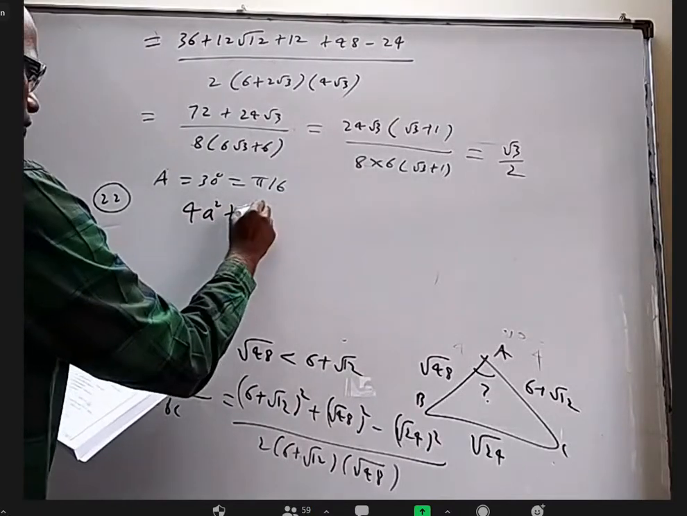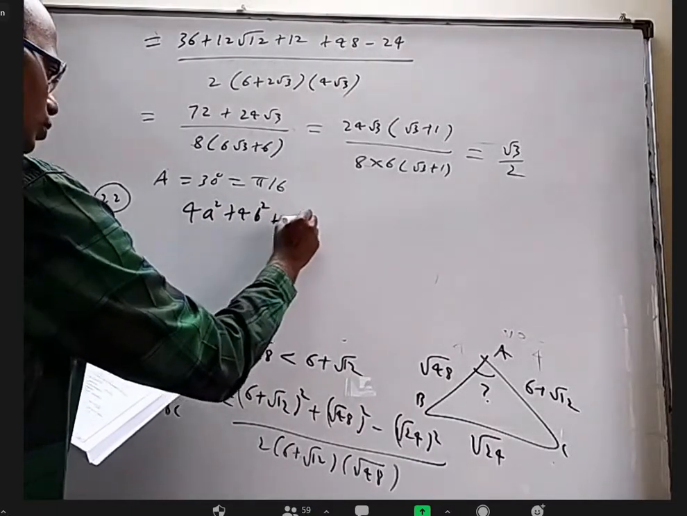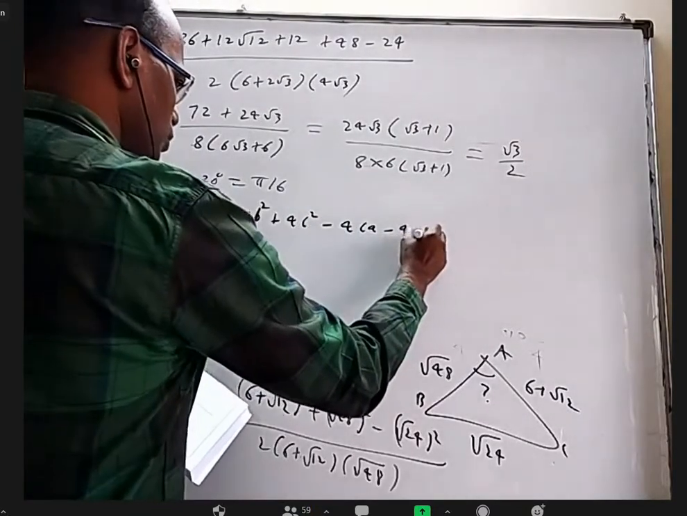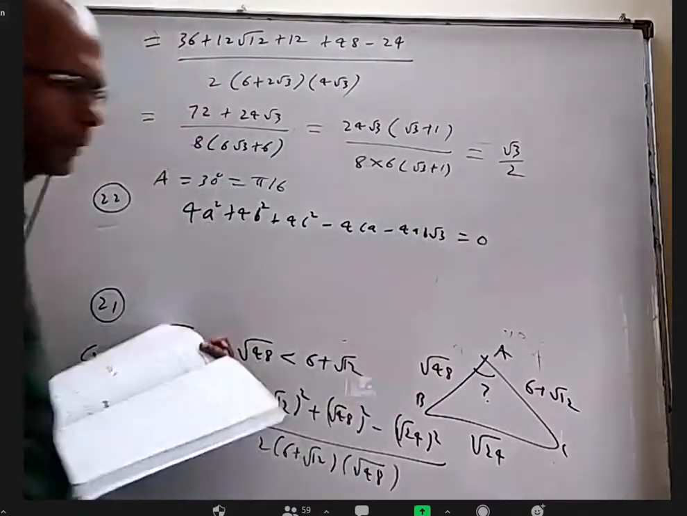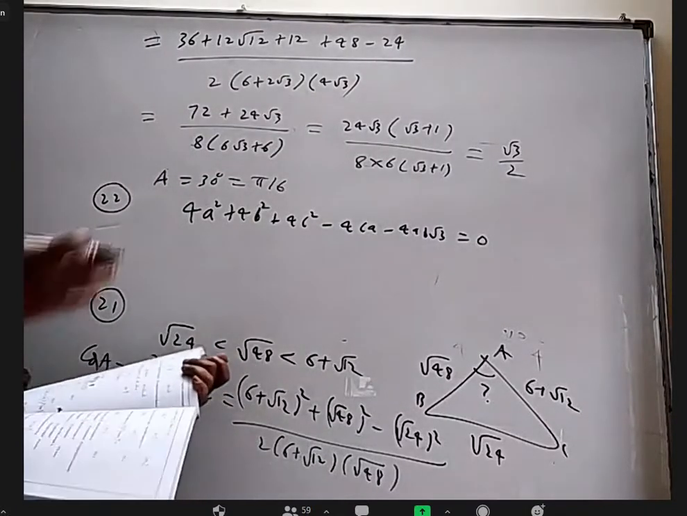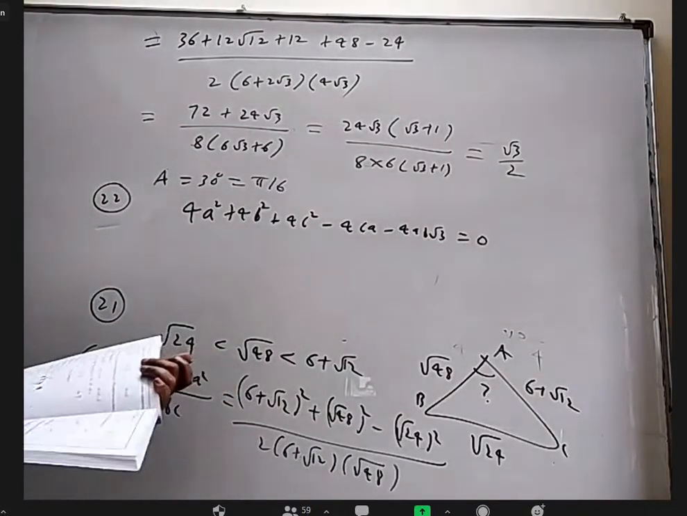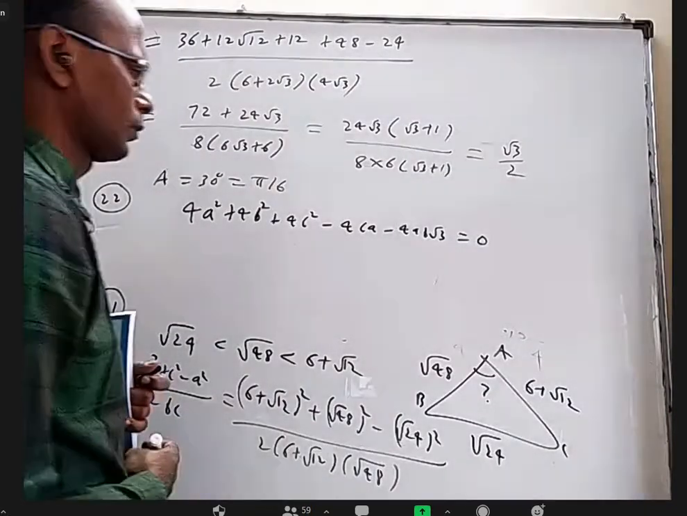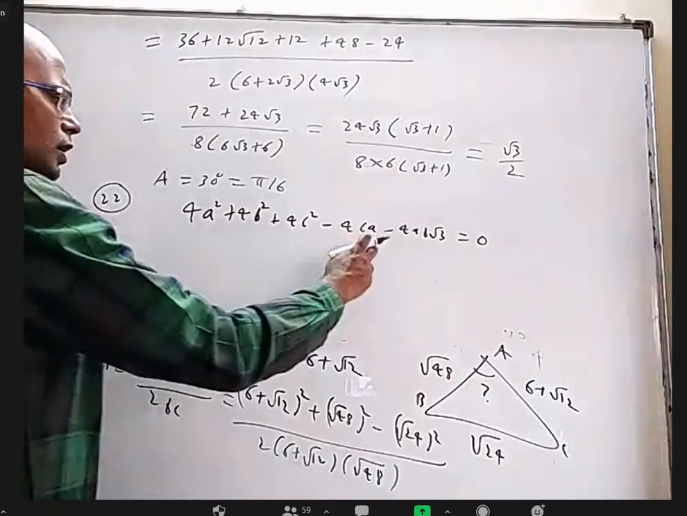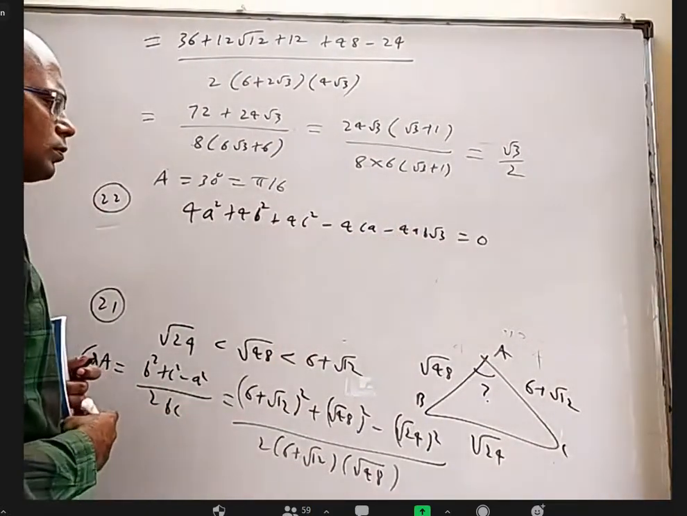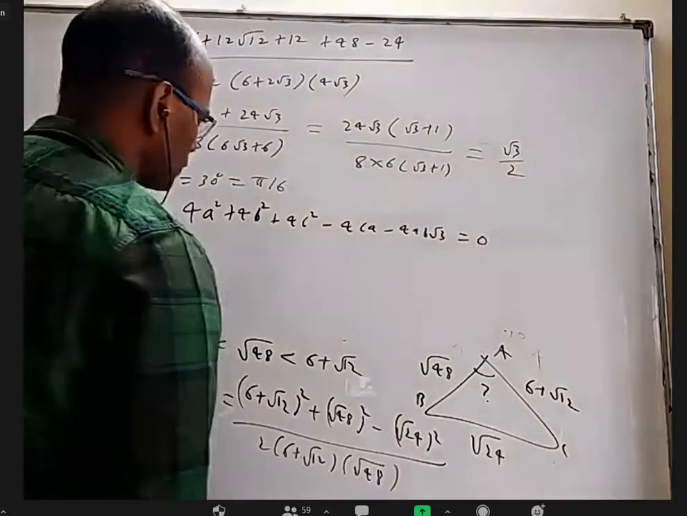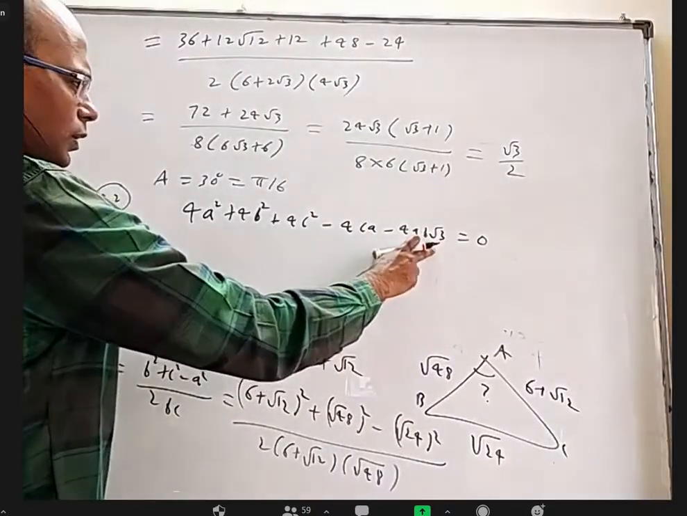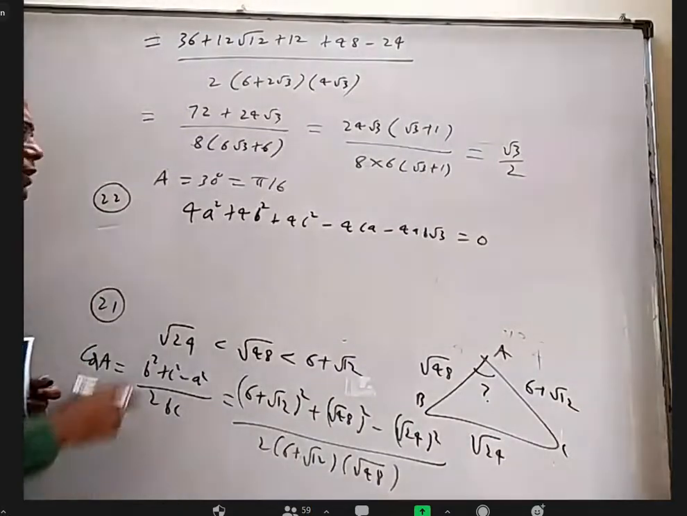4a square plus 4b square plus 4c square minus 4ca minus 4ab root 3 equal to 0. I'm not saying 4 is better. Somebody can multiply 2 and try also, nothing wrong in that. A is common here and here. This I can write as a root 3 whole square and 2b, 4b square. Okay, let us see this.